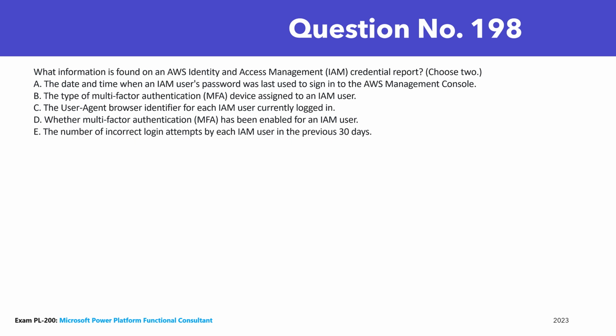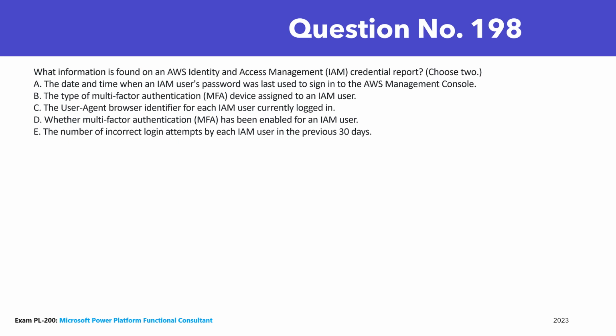Choose 2. A. The date and time when an IAM user's password was last used to sign into the AWS Management Console. B. The type of multi-factor authentication, MFA, device assigned to an IAM user. C. The user agent browser identifier for each IAM user currently logged in. D. Whether multi-factor authentication, MFA, has been enabled for an IAM user. E. The number of incorrect login attempts by each IAM user in the previous 30 days.